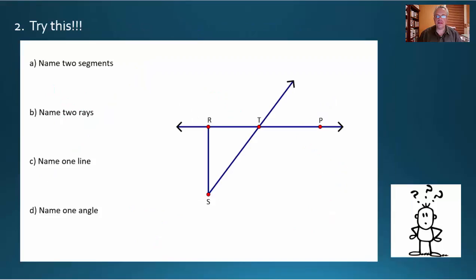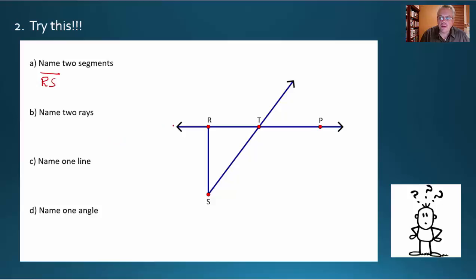Okay, let's practice this a little bit more. Sometimes you'll be given a figure like this. There's a few things going on. We have some segments, some rays, some lines in here, and some angles. It's just going to ask you to name some of them. So name 2 segments. The first segment I'm going to name is RS, the part of the line that's in between R and S. So that's one segment.